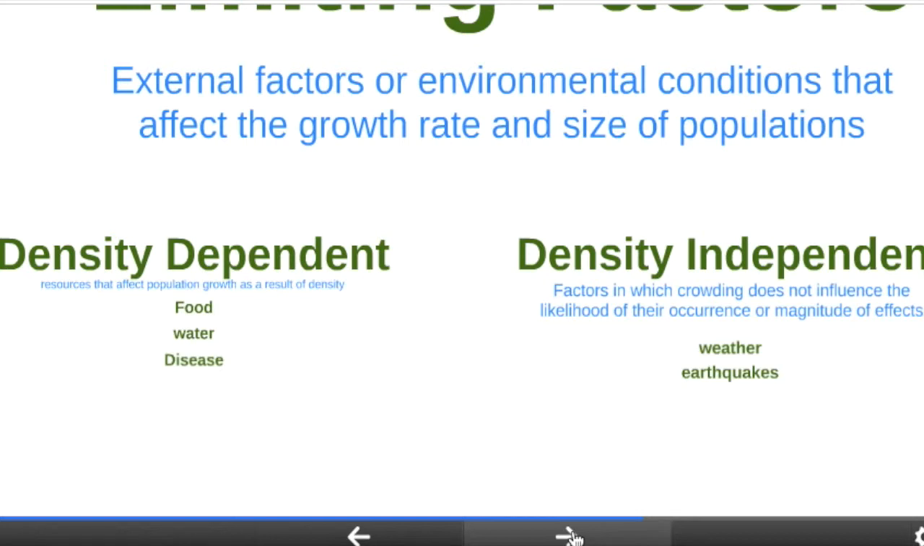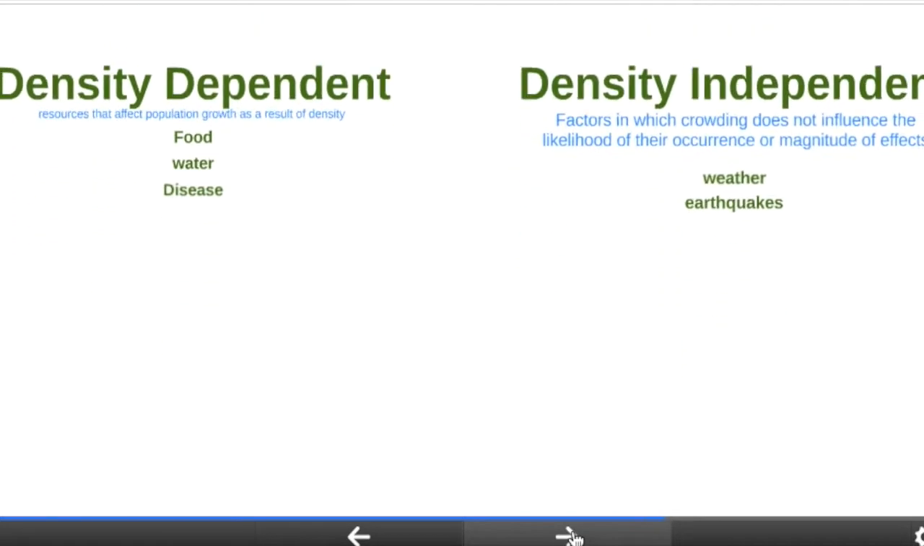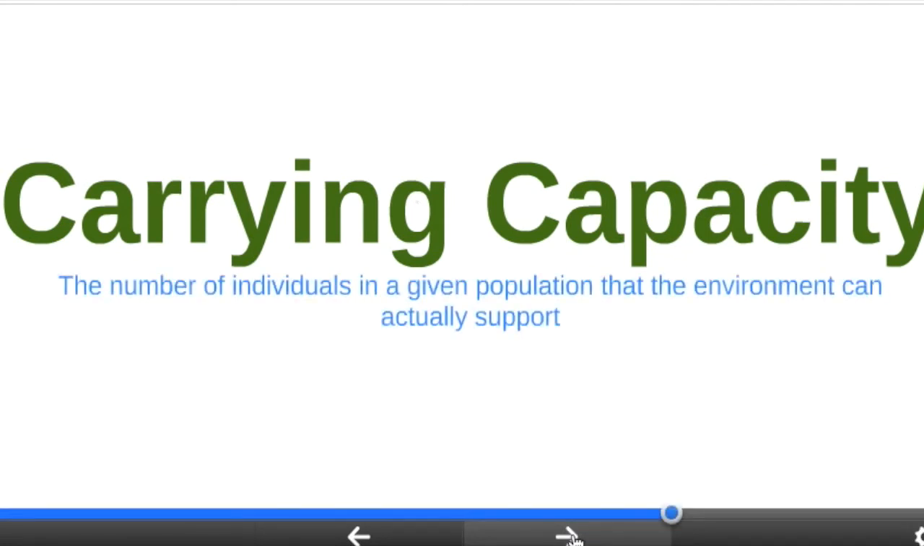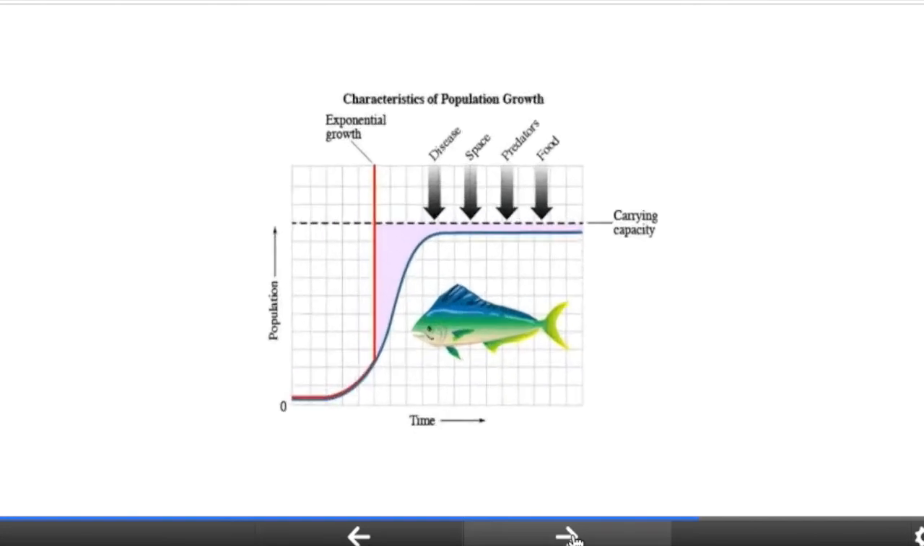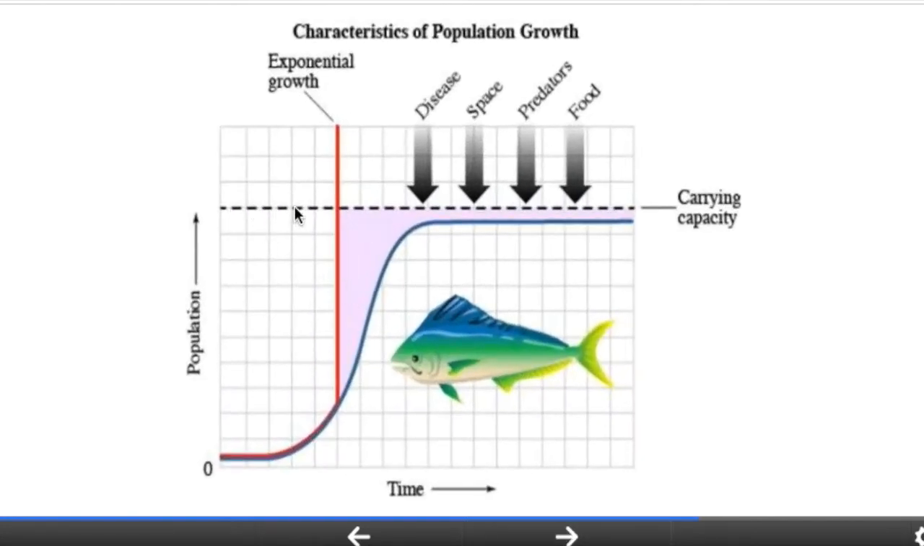Both density-independent and density-dependent factors are combined to create what's called a carrying capacity. This is the number of individuals in a given population that the environment can sustain. Carrying capacity is often depicted on a graph as an imaginary dotted line. Carrying capacity includes everything from disease to space to predators to food. And so as a population starts growing exponentially, eventually it reaches a point at which it has hit carrying capacity, and you will tend to see the population numbers or growth rate level off. This creates what's called an S-curve.